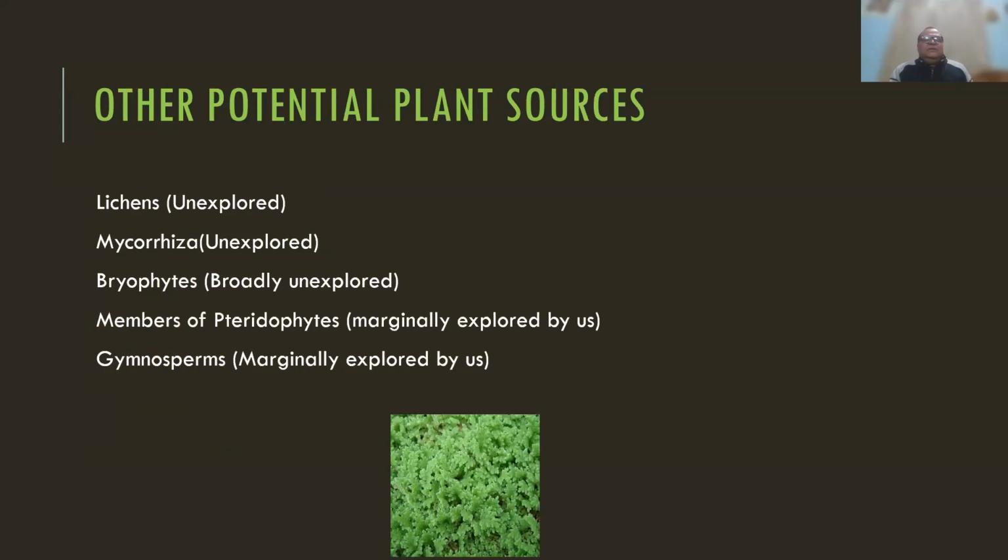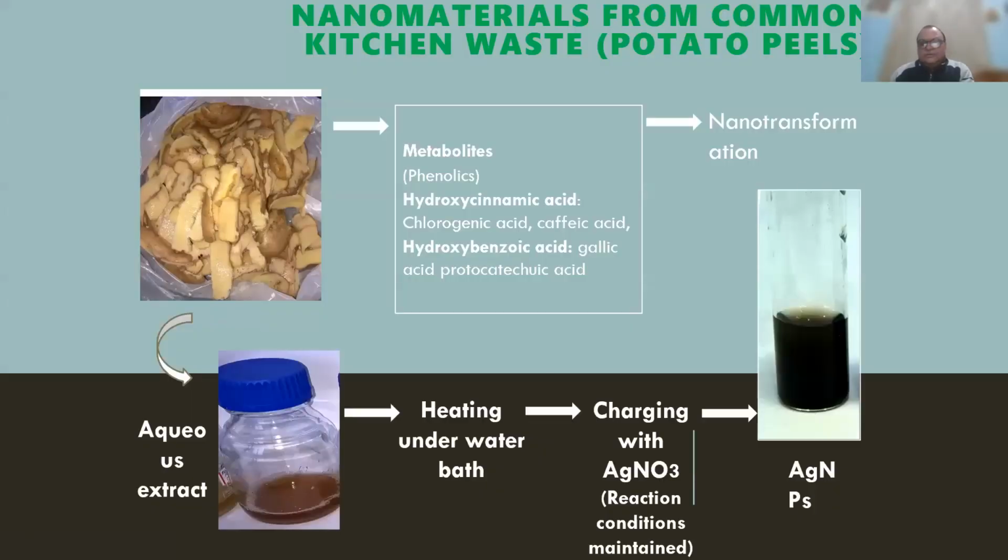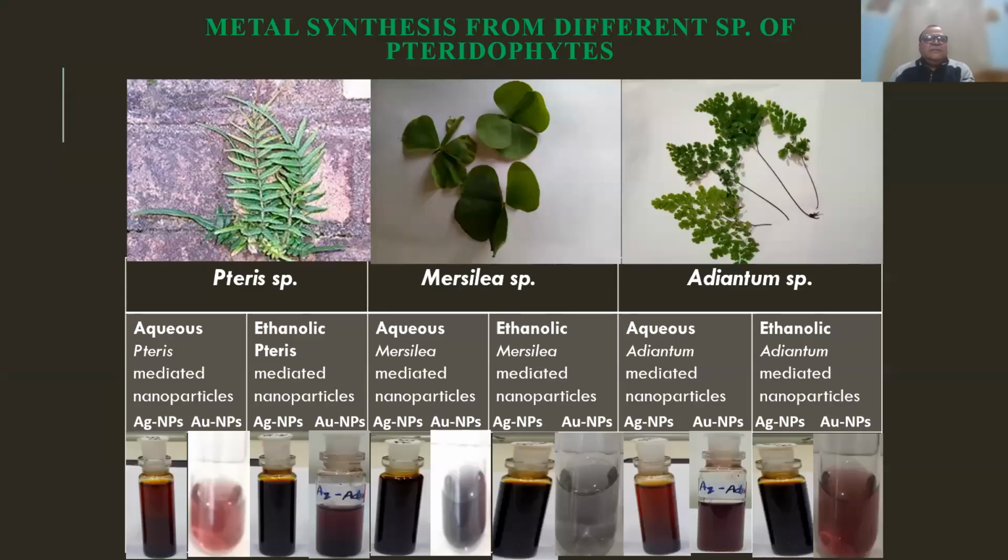Our other potential plant resources which have not been tapped yet: lichens, completely unexplored; mycorrhiza, unexplored. They could be excellent biofertilizers if we make use of them. Bryophytes broadly unexplored, very few papers are available. Members of pteridophytes marginally explored by us. And then gymnosperms, also marginally explored. So these are the natural resources. We can take them into use for synthesizing different nanomaterials. They are not causing any pollution, and so we can employ them for our purposes.